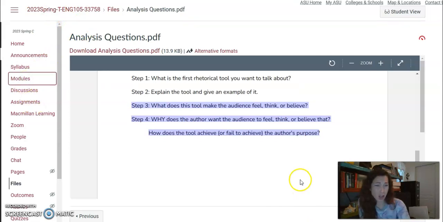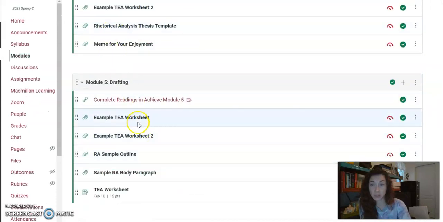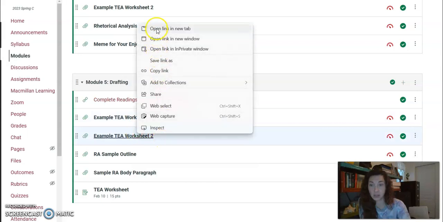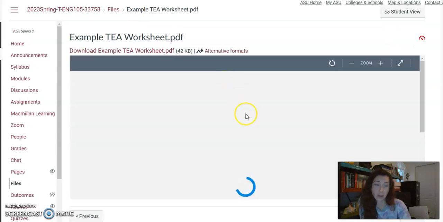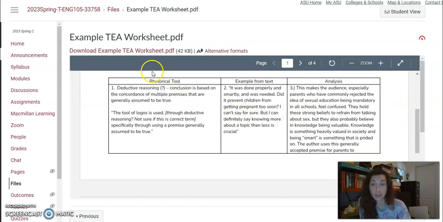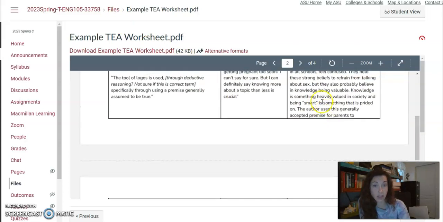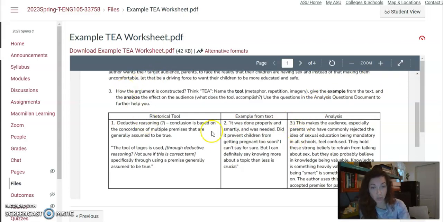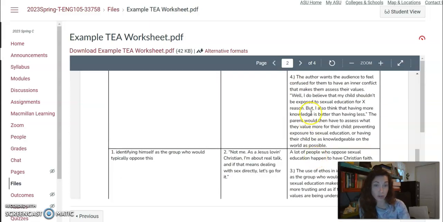Okay? And to help you work through that, I've given you two different examples. So you can see literally what I want you to do, right? So they use deductive reasoning. And this person says the tool of logos is used. You don't use logos, but they're on the right idea. It is deductive reasoning. They're using reasoning. So that's the tool that's used. Here's the example. This makes the audience feel, think, or believe this. And they just talk it out. And they even numbered their steps. So step 1, step 2, or analysis question 1, analysis question 2, analysis question 3, analysis question 4. It's beautiful. The author wants the audience to feel confused so that they have an inner conflict in order to assess their values, which leads them to achieving the overall purpose that the author wanted, okay?